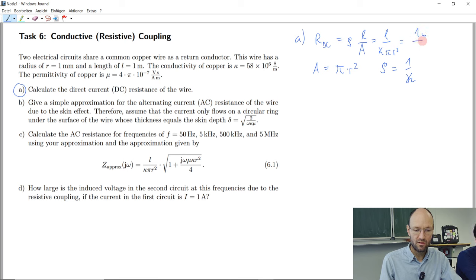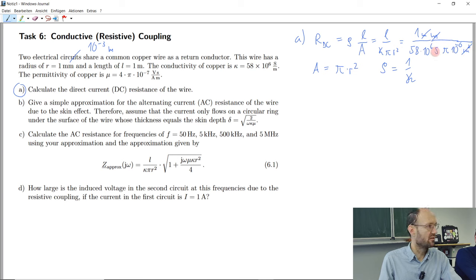We have 1 meter. We have this 58 times 10 to the power of 6 siemens per meter. And we have pi. And we have 1 millimeter squared. And how can I rewrite 1 millimeter into meter? Milli is 10 to the power of minus 3, exactly, meter. So if I have this squared, then I get 10 to the power of minus 6 meter squared. And so meter and meter will cancel with the meter squared.